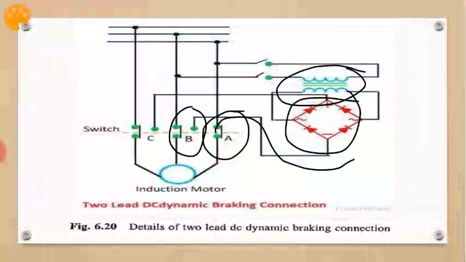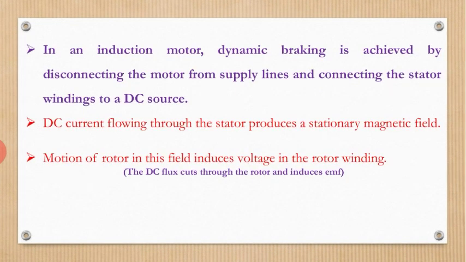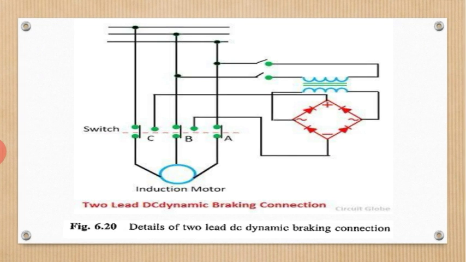What they do is connect this DC supply to the stator. So in an induction motor, dynamic braking is achieved by disconnecting the motor from the supply lines and connecting the stator windings to a DC source. Now I will briefly explain what happens when you apply the DC supply, and how we get the braking.